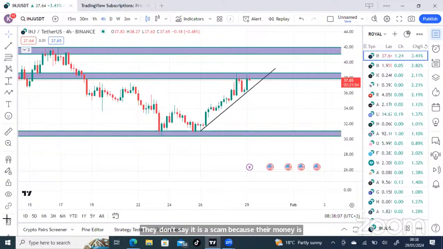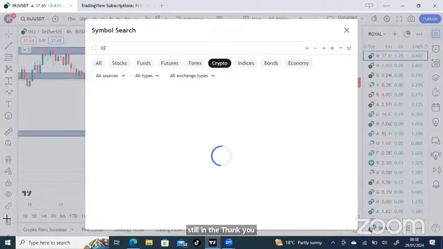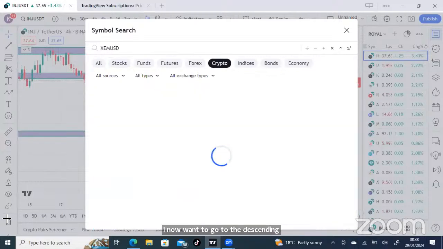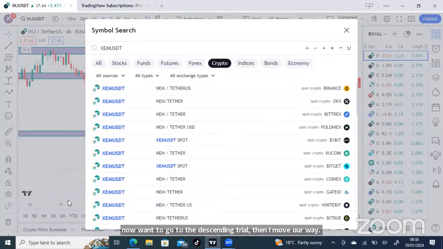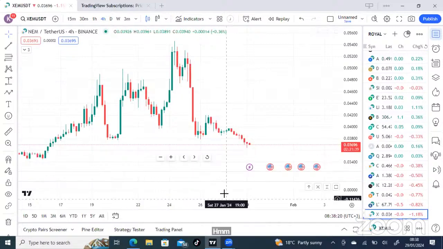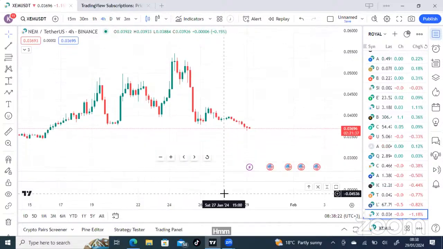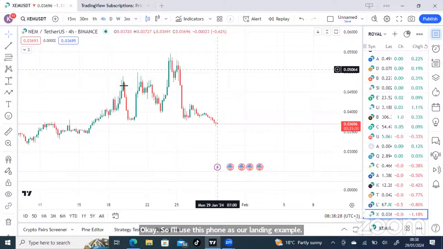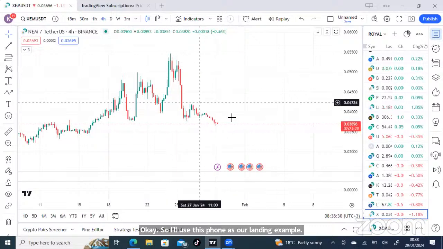Thank you. I now want to go to the descending triangle. Then I move away. Okay. So I'll use this coin as our learning example. This is our area of focus.